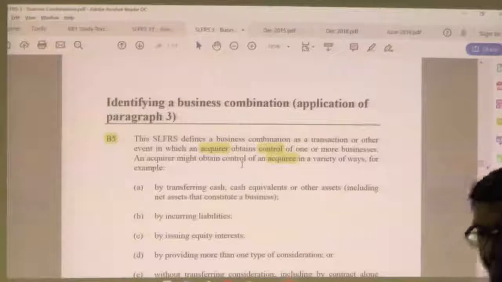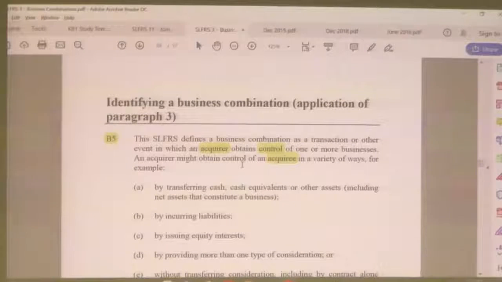Here, identifying a business combination, application of paragraph 3, right? Paragraph 3 එකේ කියලා තියෙන විදිහට කොහොමද අපි මේක apply කරන්නේ? Business combination explained in para 3. Para 3, right? B5 explains SLFRS defines a business combination as a transaction or other event in which an acquirer, which means a parent company, obtains control of one or more businesses.